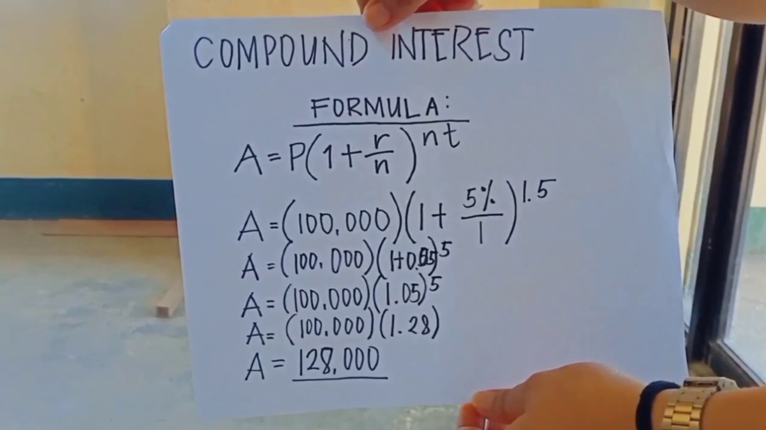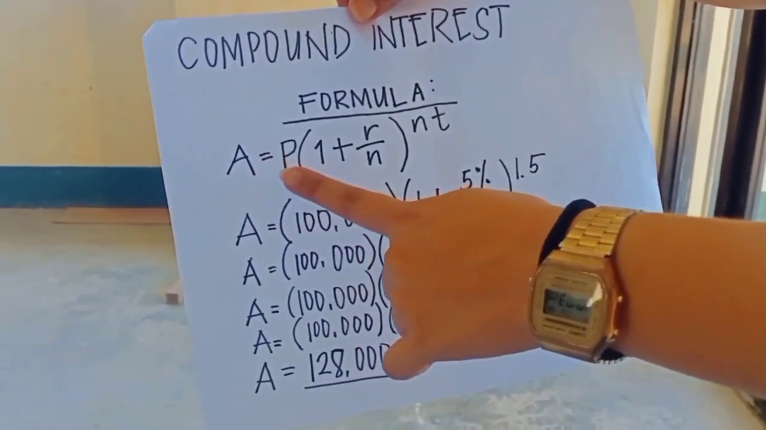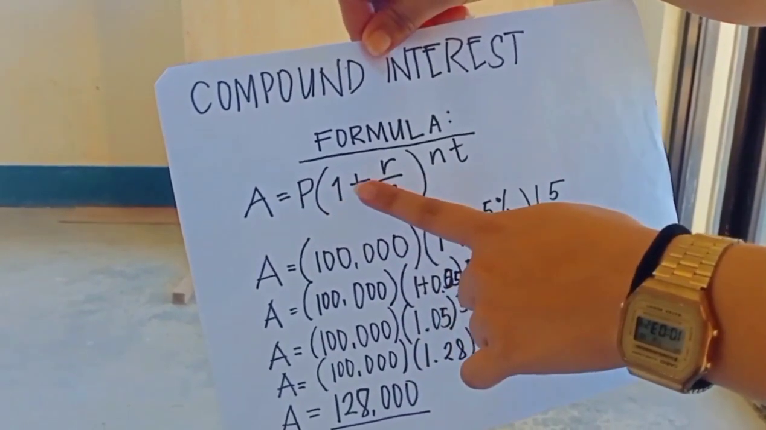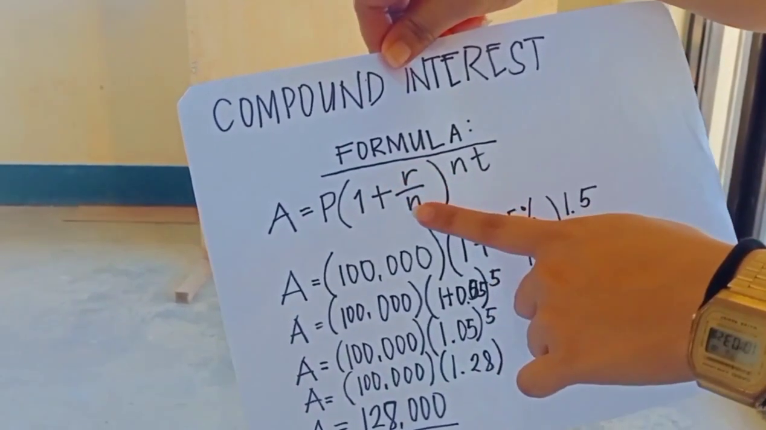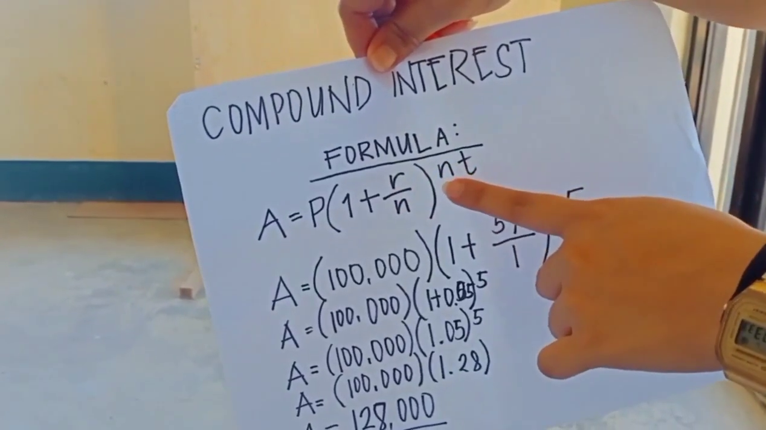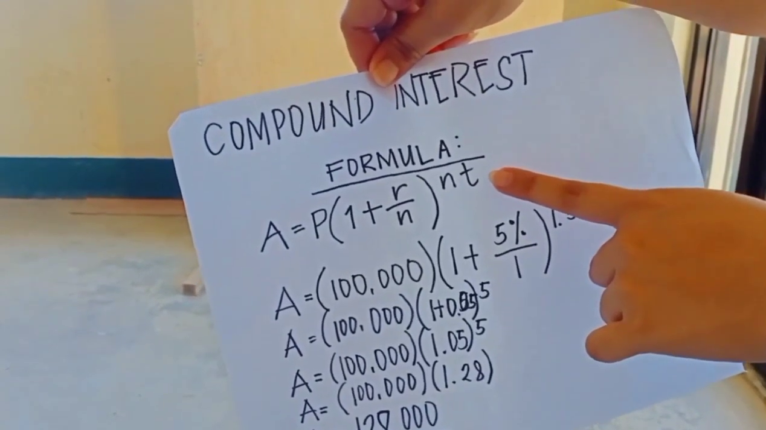Our next topic is compound interest. Compound interest is the interest you earn from an interest. The formula for compound interest is A, the total accrued amount, equals P, the principal amount, times 1 plus R, the interest rate, over n, the number of times the interest is compounded, raised to n times t, the time period.